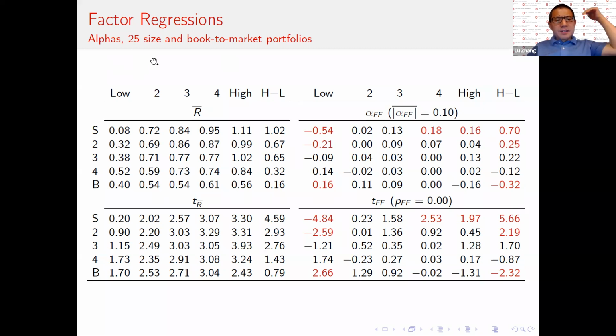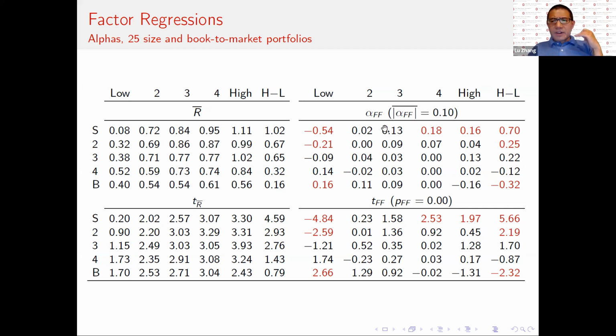So this is table one in Fama French 96. This is 25 size and book-to-market portfolios, average return. And we see that the value premium is highest in small stocks, not surprisingly, 1.02% per month. This is small growth versus small value. You see small growth is making very, very low returns on average, while small value is high, right?